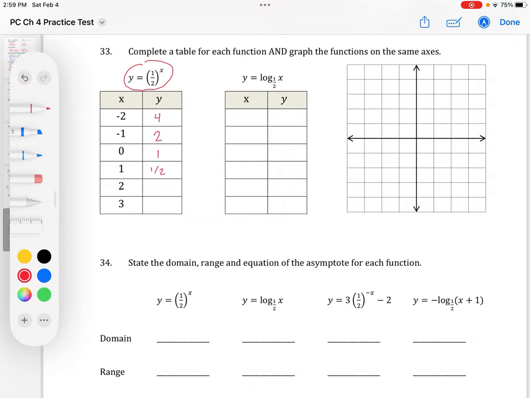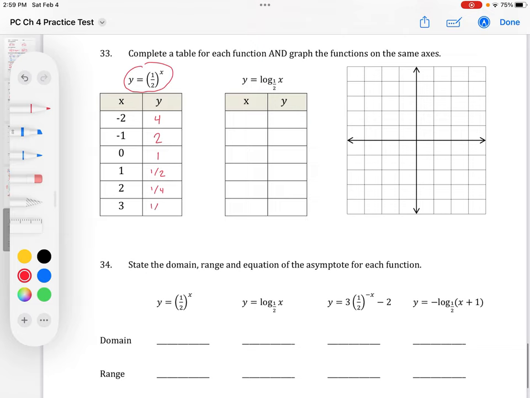1/2 to the power of 1 is 1/2. 1/2 to the power of 2 is 1/4. And 1/2 to the power of 3 is 1/8. Okay, now we can just actually go ahead and graph these right away. So I'm going to go left 2 up 4. So here's the first point for that graph.